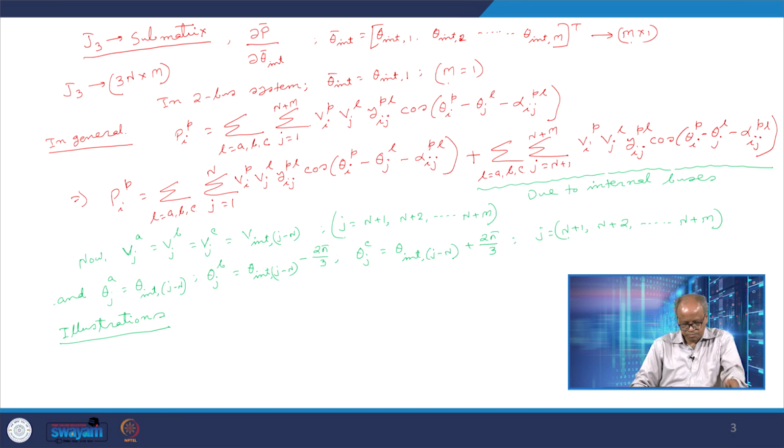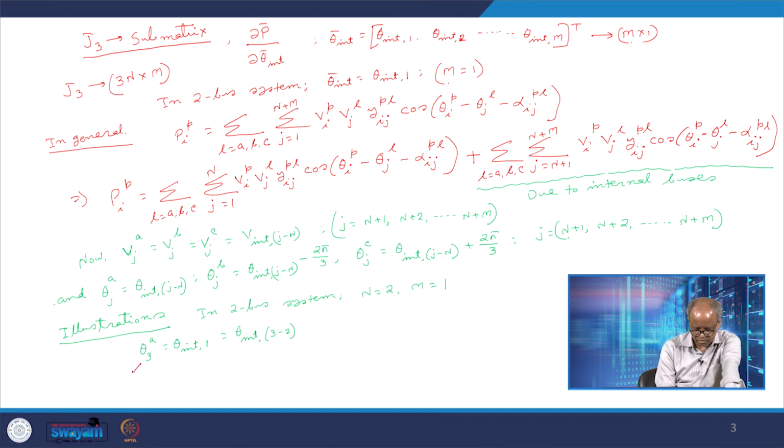For example, in the 2-bus system, n is equal to 2, m is equal to 1. So my theta internal vector is theta internal 1, and we also say that theta 3a is equal to theta internal 3 minus 2. Here j is equal to 3 and n is equal to 2, so theta internal 3 minus 2, that is 1. So it is theta internal 1.